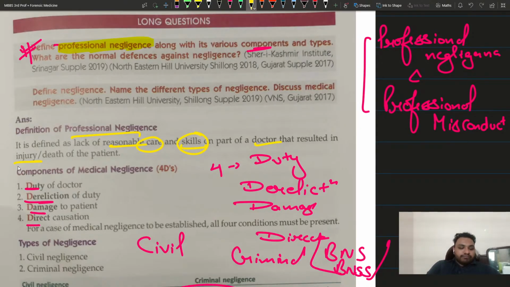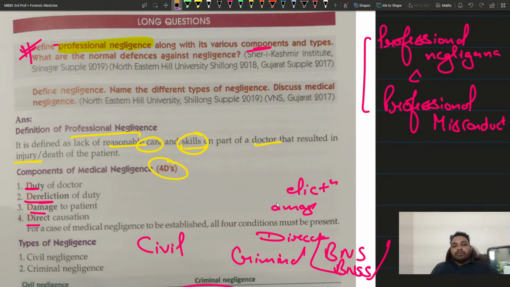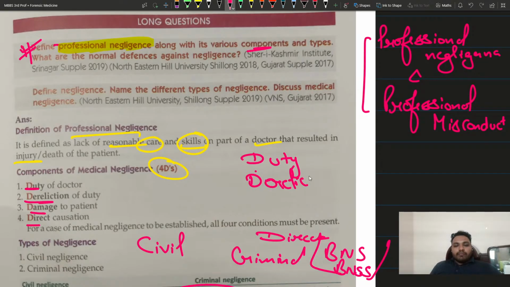Okay, so now what are the components of medical negligence? There's a very short trick, that is 4Ds. Always remember. These are kind of my notes, so I'm just giving you a brief of what I have learned from it. Basically the Ds are duty of the doctor, dereliction, damage, and direct causation.